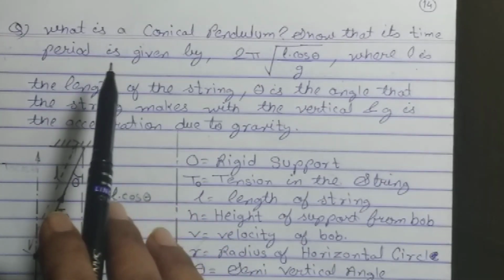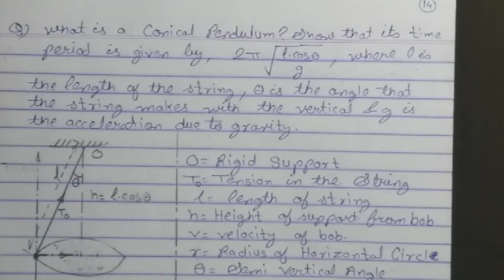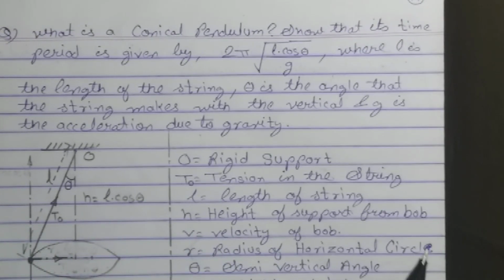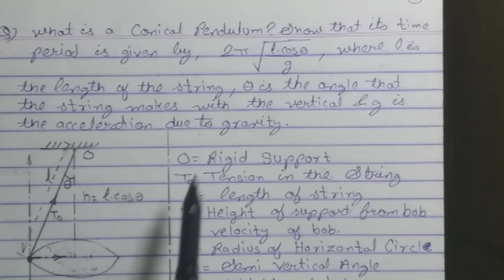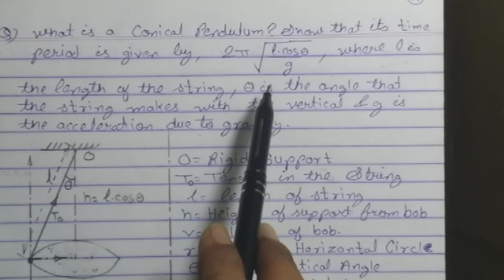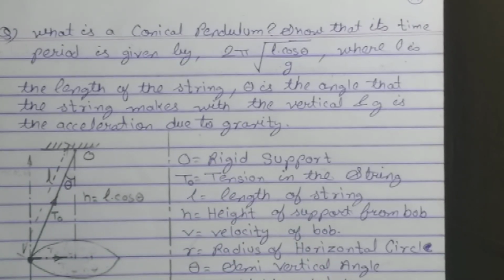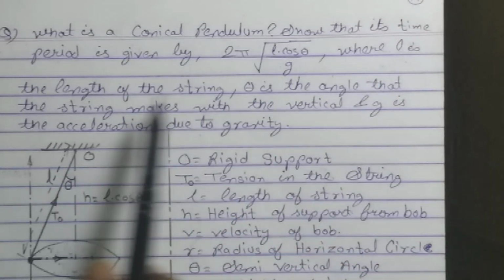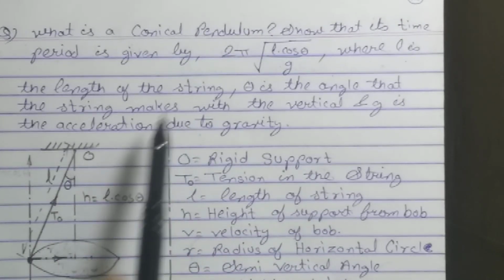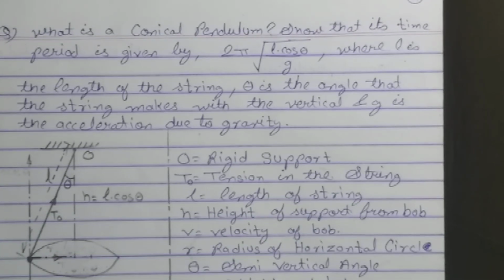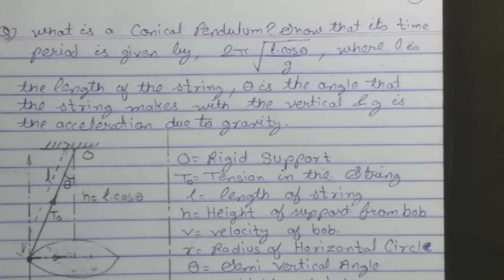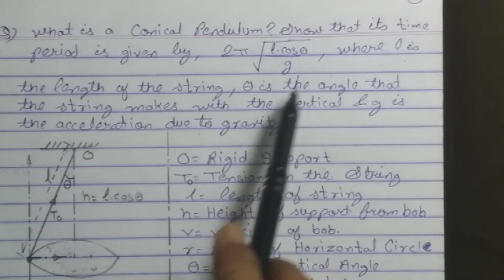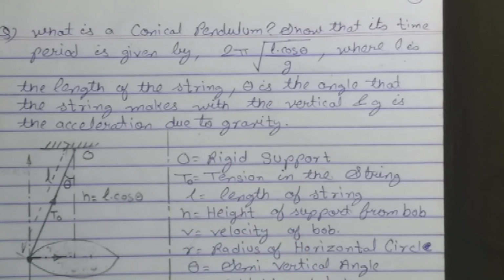Students, the question will be like this. In the exam, the examiner will ask: what is a conical pendulum? And show that the time period is given by 2 pi under root of L cos theta upon g, where L represents the length of the string, theta is the angle that the string makes with the vertical, and g represents the acceleration due to gravity, as you know.